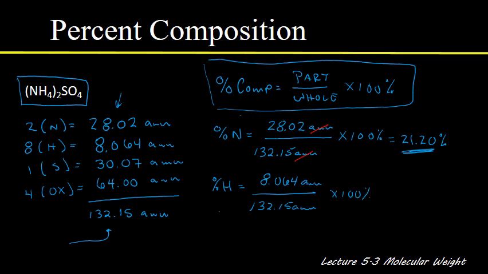Up to 100%. Our atomic mass units cancel out and we get 6.10%. Okay. All right, take a minute and hit pause and do the same thing for the sulfur and the oxygen, and I'll put my results up here and we can compare them.